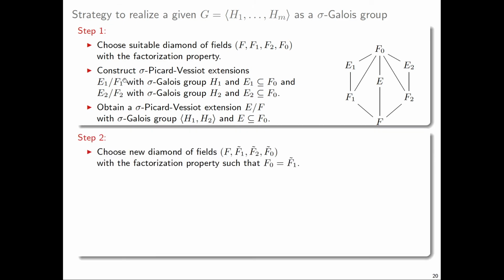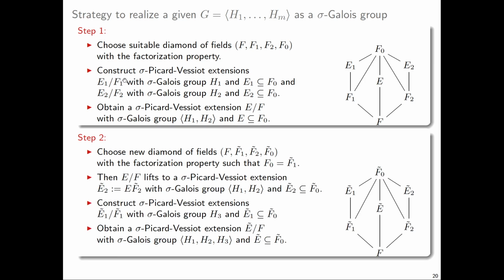And then in a second step, we choose a new diamond of fields such that the F naught from the first step is the new F1. So our F1 tilde is F naught. And then, since E is contained in F naught, which is the new F1 tilde, this lifts to a Picard-Vessier extension over F2 tilde with the same group. That's because it's contained in F1 tilde, and F1 tilde and F2 tilde intersect in F, so the group cannot shrink if you lift it to F2 tilde.